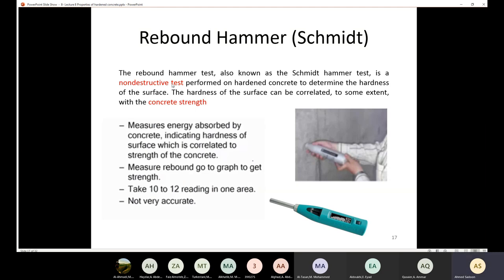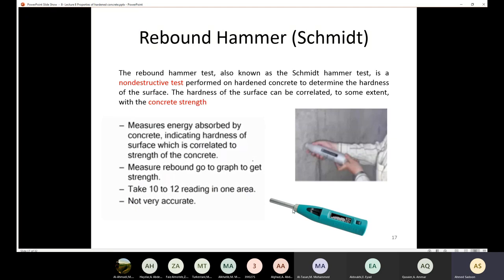So the rebound hammer test, also known as the Schmidt hammer test, is a non-destructive test performed on hardened concrete to determine the hardness of the surface. So this one is going to be applied to that column, for example, here. And this block here is going to get back to the device in order to determine the hardness of the surface. And then the hardness of the surface can be correlated with the concrete strength.